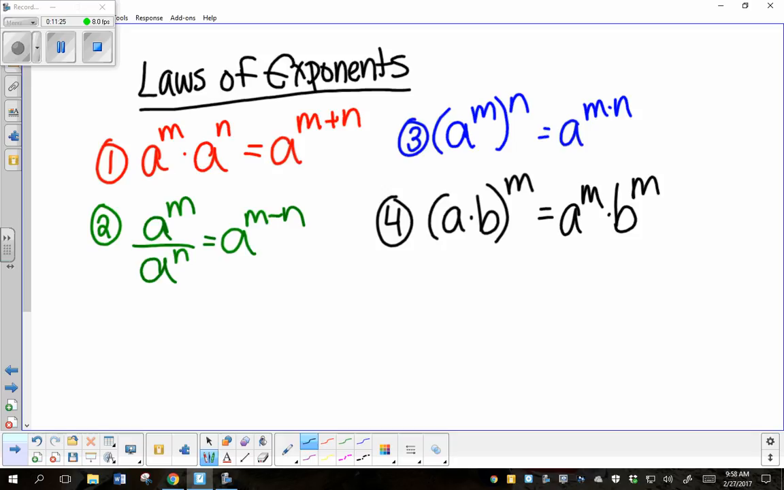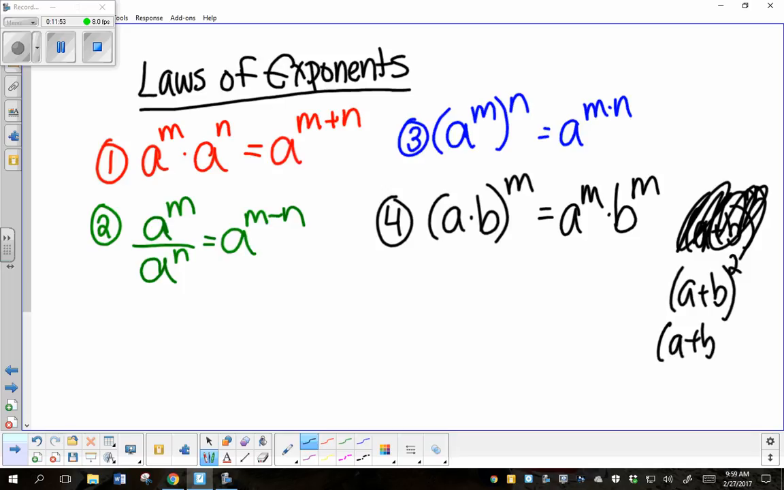If this was a plus, you could not do that. You guys always think you can do that, and you're going to think it for the rest of your life for some reason. But you can't do it. If you have a plus b to the m, you cannot distribute this. Okay? Don't do it. Say you had a plus b squared. That means you'd have to do a plus b times itself. You'd have to do a plus b times a plus b, and then multiply it all out. You guys know how to do it. It's just sometimes you think you can distribute it.